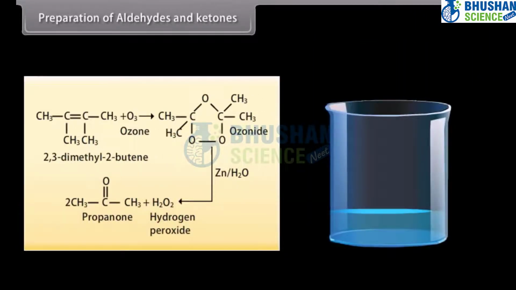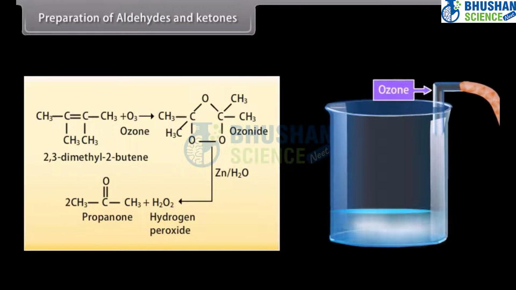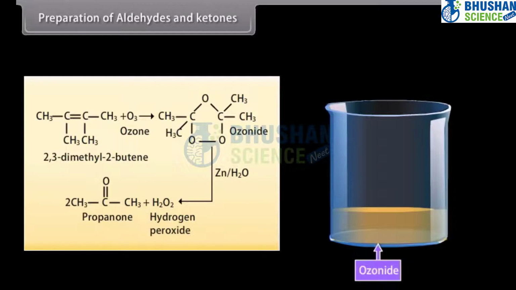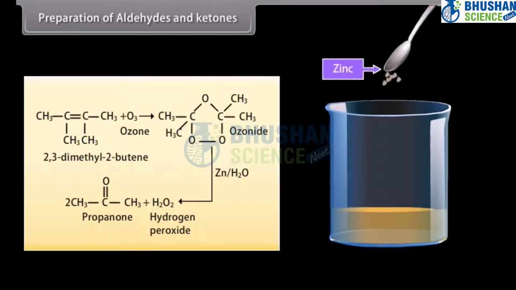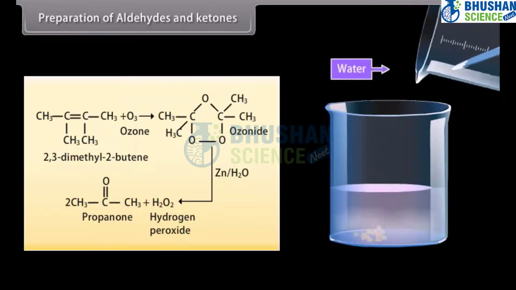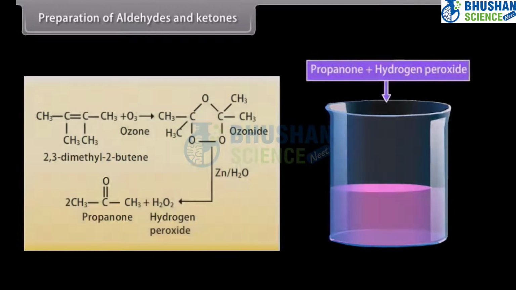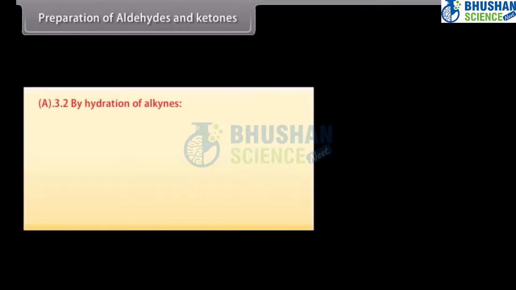Ozone gas reacts with 2,3-dimethyl-2-butene and forms an intermediate, that is ozonide, which, when treated with zinc and water, forms propanone and hydrogen peroxide. By hydration of alkynes.